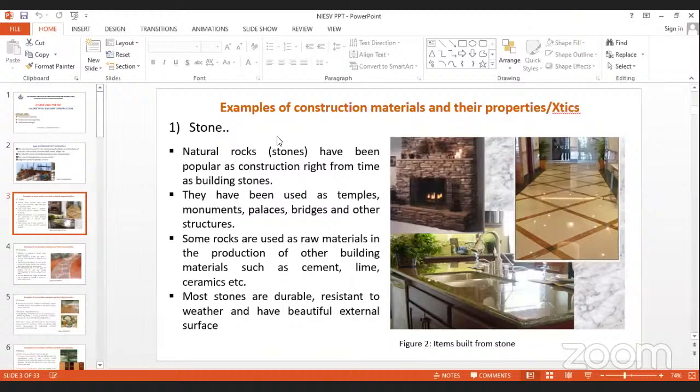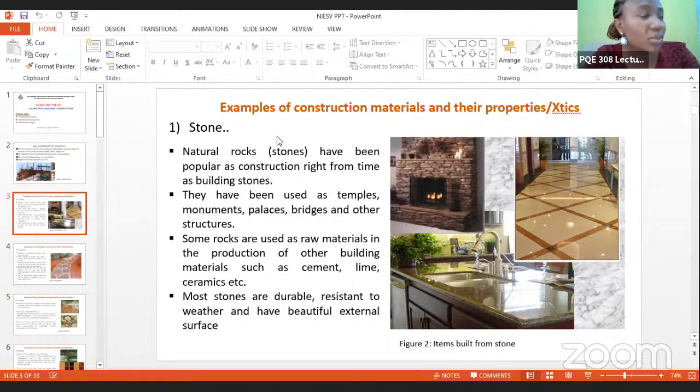Okay, thank you. So I've talked about 2 types of rocks: the igneous rocks and the sedimentary rocks. The third one is the metamorphic rocks. Examples of metamorphic rocks are marble and slates. For example, in my figure 2, this kitchen top was finished with marble. That is one good thing that we can use stone to do. Marble is an example of a metamorphic rock.